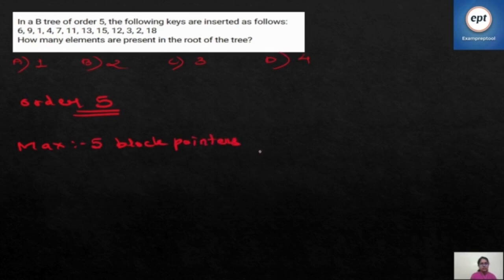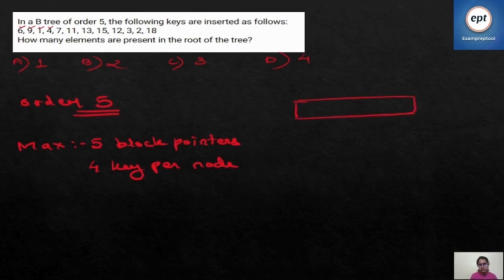Block pointers we have 5, and from this we will keep 4 keys per node. So let's take the 5 values: 1 2 3 4. Four keys are there, so we will take 4 values, and 5 block pointers are there, so let's make 4 keys and 5 blocks.